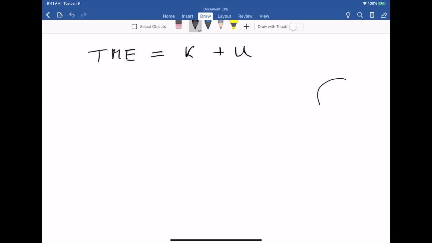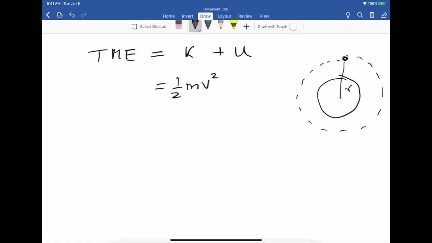So here is the Earth, here is the satellite. It's out at a radius r, and it's describing a circular orbit. All right. So the kinetic energy is just half mv squared. V is the orbital velocity of the satellite. And the potential energy is going to be minus GMm divided by r. So M is the mass of the Earth, little m is the mass of the satellite.